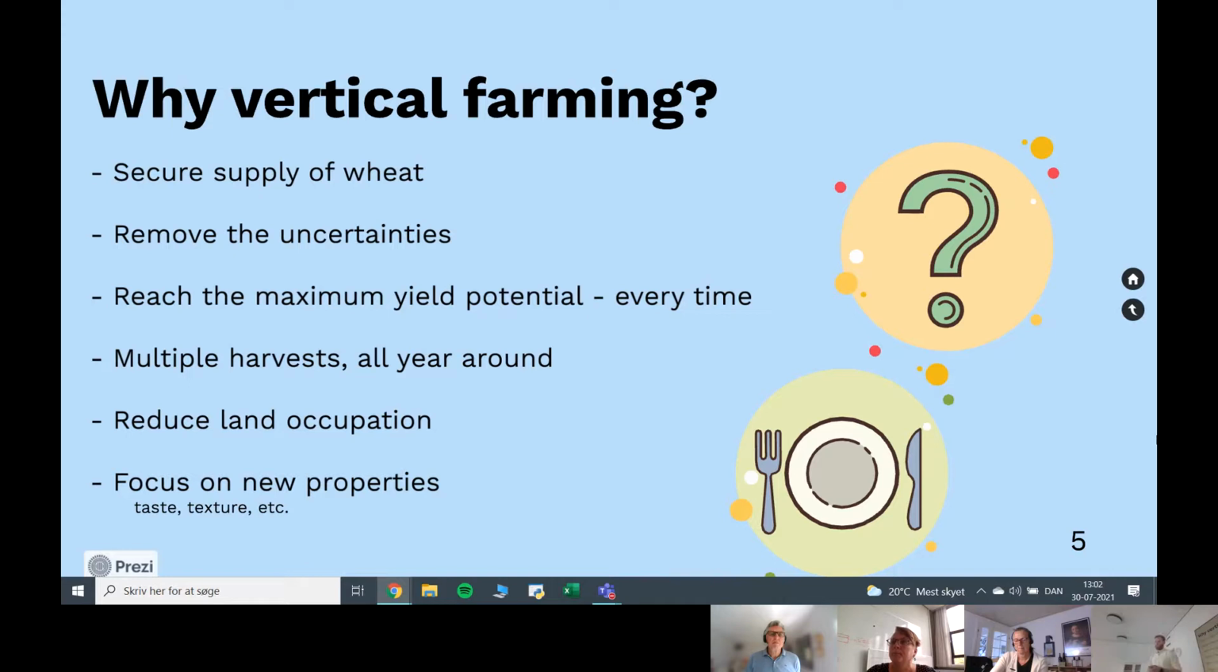And then, more exciting, you can start focusing on new properties. We cultivate wheat in a direction where it needs to be robust, it needs to be resilient, it needs to withstand all these climatic, uncontrollable factors, so we don't disturb the yield.